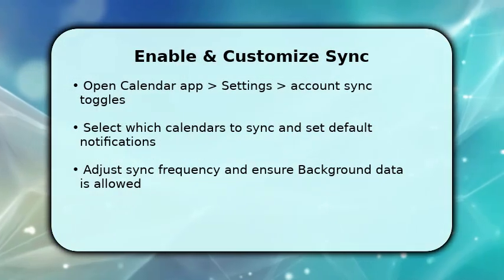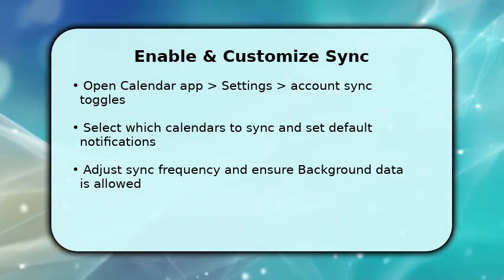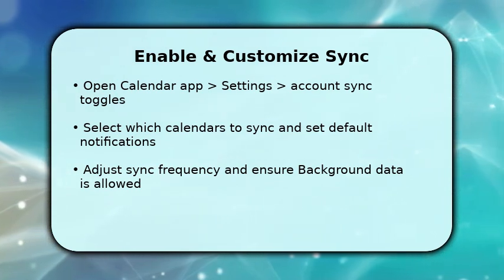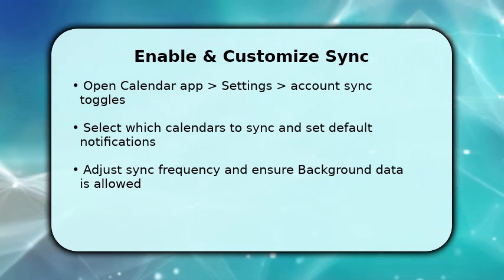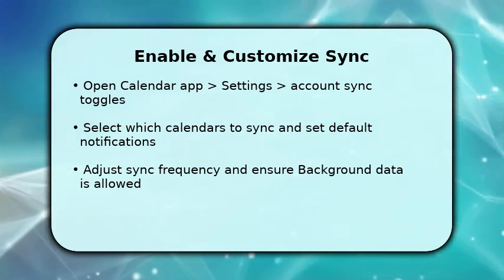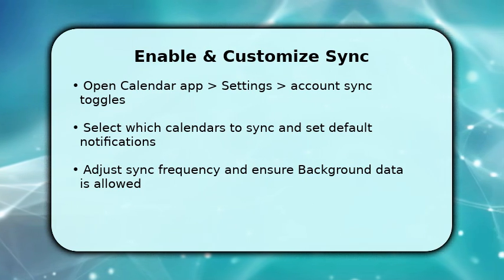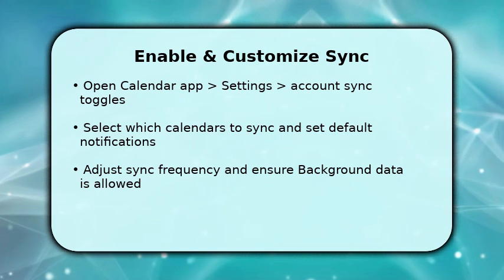Next, open the Google Calendar app and go to Settings for the account you added. Toggle Sync on, then choose the specific calendars you want visible. This reduces clutter and saves data. Make sure default notifications are set to your preferences so you receive alerts. Also verify background data and auto-sync are enabled in system settings, because without them your phone won't fetch updates automatically.